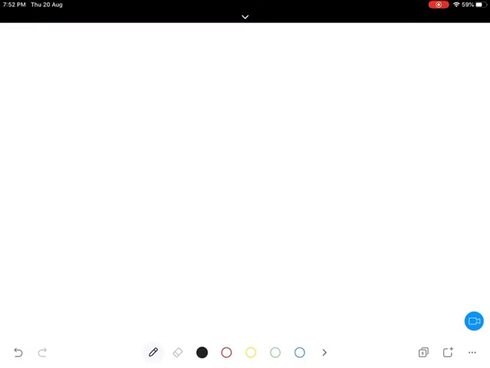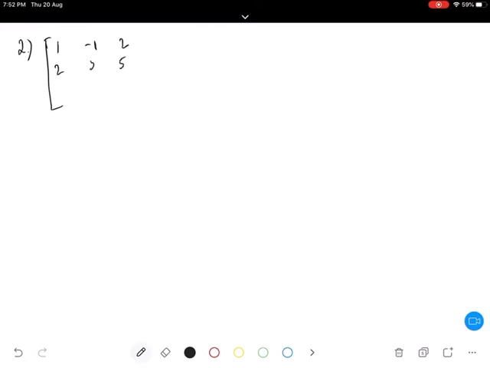Let's open exercise 4.5, question number 2. Here the matrix is given as 1 minus 1 2, 2 3 5, minus 2 0 1. Come on, you do it. Tell me the cofactor matrix. One by one you find the cofactors and I will write. Fast. You do it in your copy and tell me one by one.